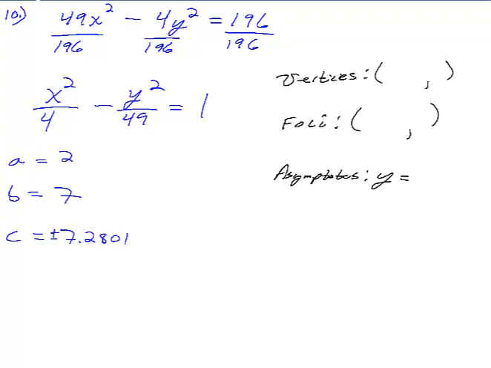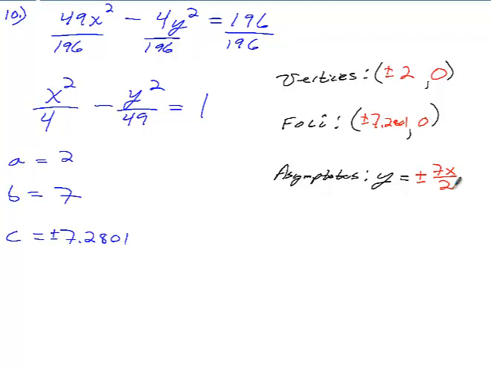Vertices for this style of problem, is it going to be a, 0 or 0, a? A, 0, so I'm going to get plus or minus 2, 0. The foci always match the same format as the vertices, so this is going to be plus or minus 7.2801, comma 0. And the asymptotes for this style, is it a over b or b over a? B over a. So I'm going to get plus or minus 7x over 2. Everybody good, yes or no? Any last minute anythings, or are we all right?